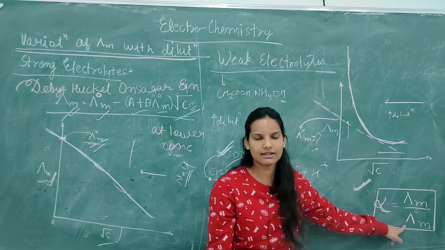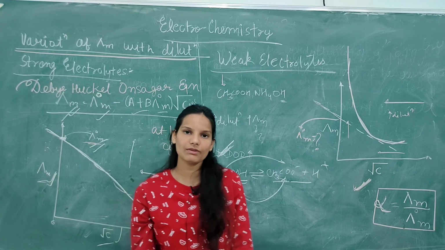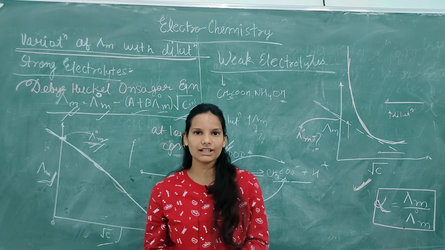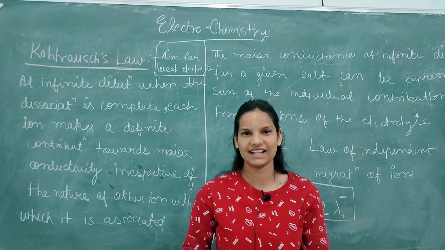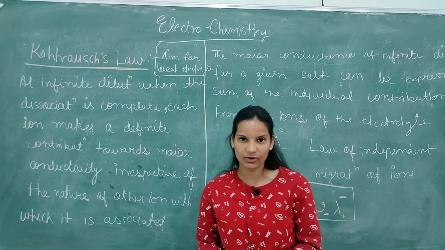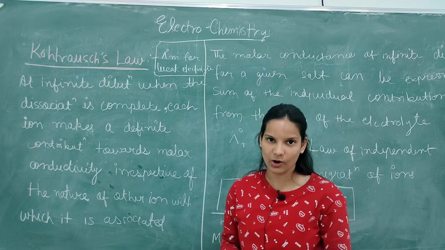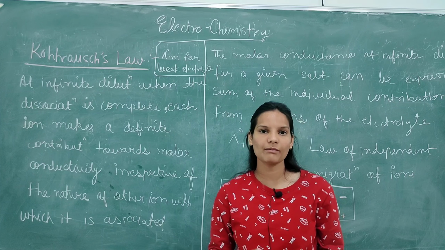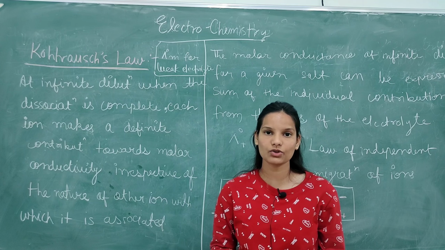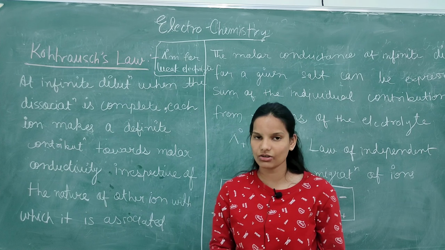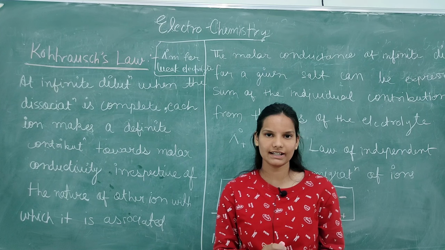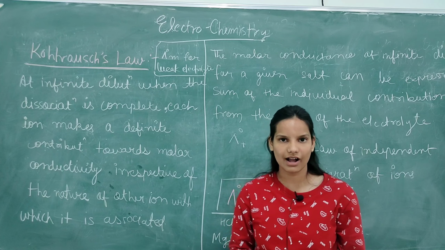Now I will discuss the Kohlrausch law, and then we will do some numericals on it, and I think that would be more than enough for the ionics part. Okay, so now we are going to discuss the Kohlrausch law. I have already told you that if we have to find the molar conductance at infinite dilution for weak electrolytes, we can use this law, because for strong electrolytes we have already seen it through the Debye-Huckel-Onsager equation.